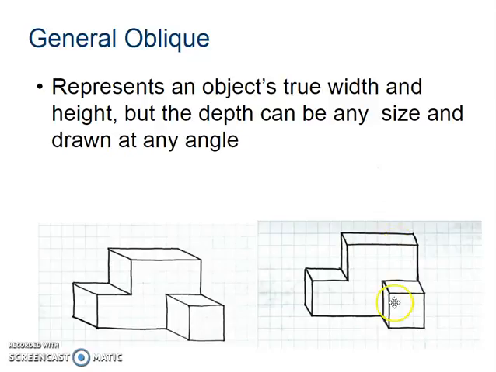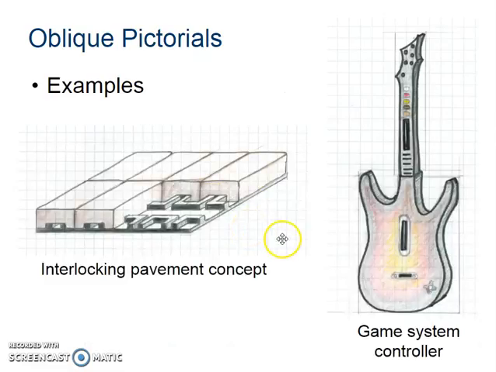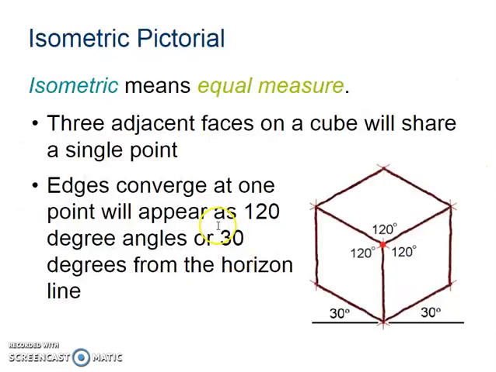You've got your general oblique. General oblique represents the actual size. We try to stick with this front face facing us and then going back, but you can draw it at any angle. Oblique, different ones: interlocking pavement, a nice little drawing of that. Front face is facing us, everything going back is parallel. You've got your guitar here. Front face is flat facing us and then going back into space, giving a little bit of depth.